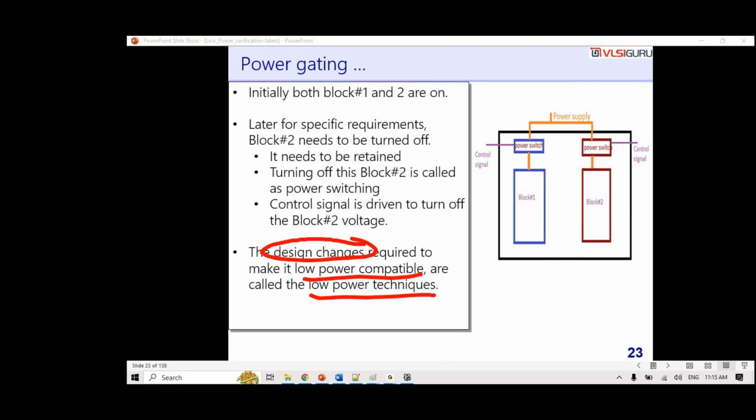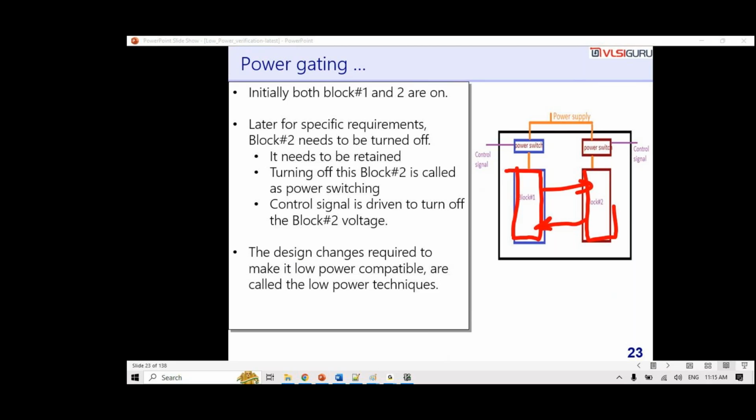So what do we have to do? We have to add some power switches. Then when you do the power switching, there could be a connection between them. Block 1 and block 2 won't work independently, right? There could be signals going from here to here, and signals coming from here to here. When you power collapse one and the other is on, you don't want this to be corrupting this, or vice versa. So that is where we have to use some kind of isolation cells. Those techniques, collectively, we call the low power techniques.